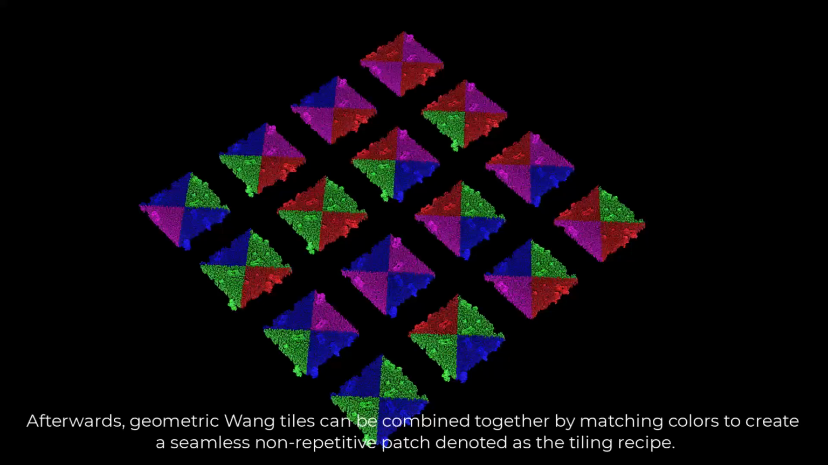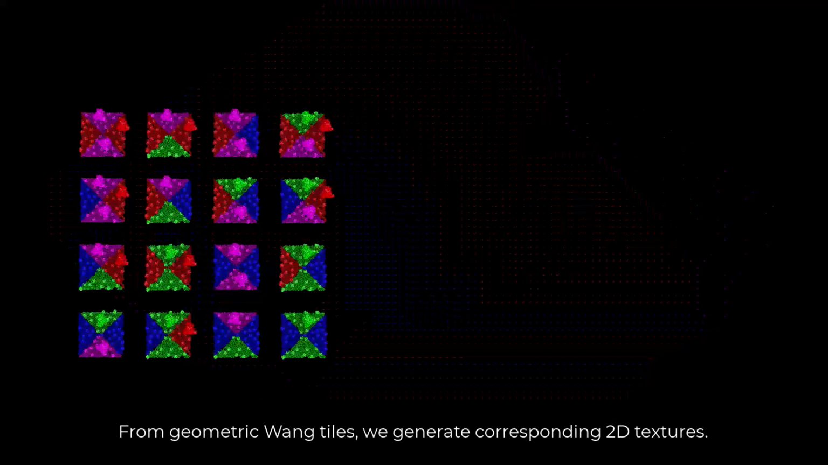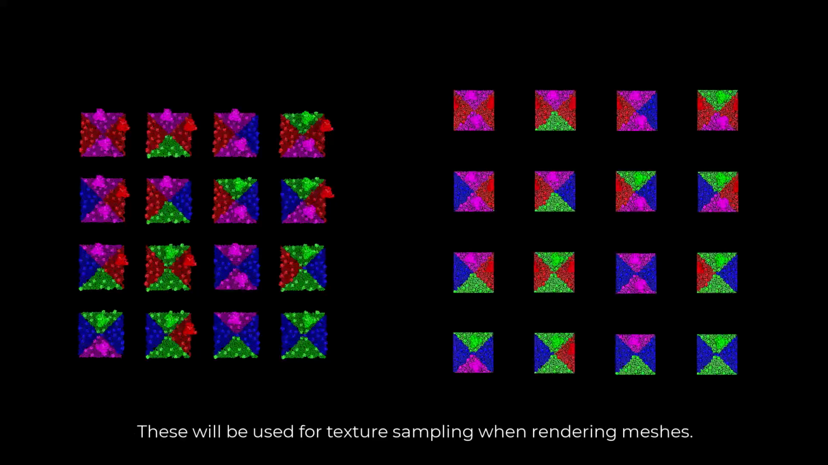Afterwards, geometric Wang tiles can be combined together by matching colors to create a seamless non-repetitive patch denoted as the tiling recipe. From geometric Wang tiles, we generate corresponding 2D textures. These will be used for texture sampling when rendering meshes.